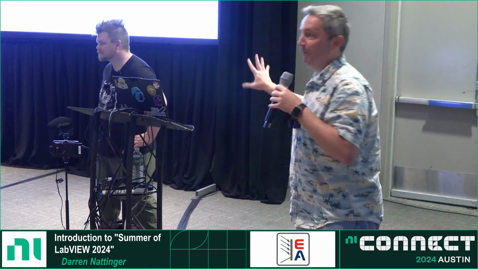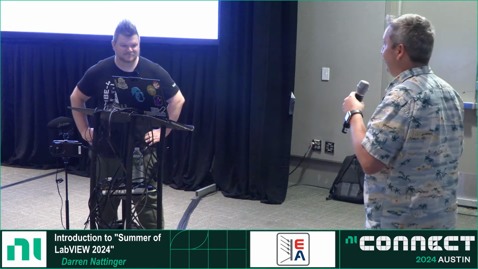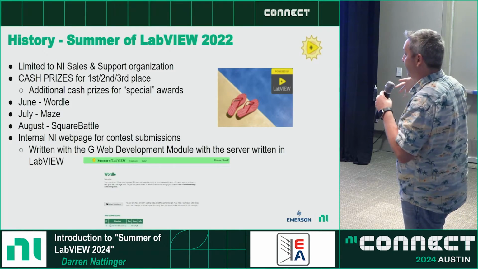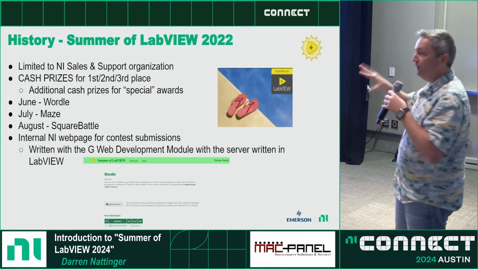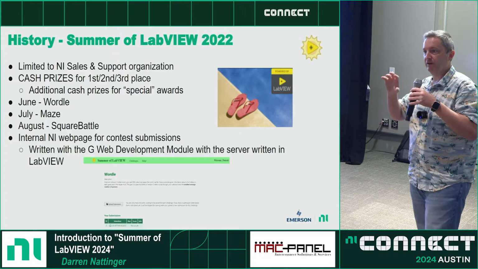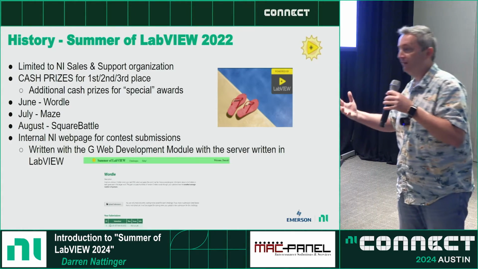That is not something we're promising going forward, but it was something I was able to get in that first year. And we had 3 challenges. We had a Wordle solver, we had a maze solver, and we had what's called Square Battle, which we can mention maybe later. But we had an internal page on the NI network where you could log in and submit your challenges, and it was pretty cool. Derrick rigged up this pretty sophisticated system to pull down somebody's challenge and automatically run it through a test harness that told us if they got the right answers and how quickly it was able to do that.